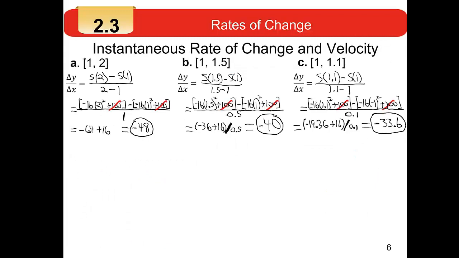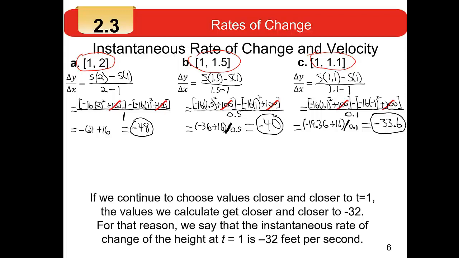Now let's look at what we just did. We started out doing the interval 1 to 2, then we went 1 to 1.5, and we did 1 to 1.1. We're letting the left-hand endpoint stay at 1, and we're letting the right-hand endpoint get closer and closer to 1. So we're sort of looking at a limiting process. We won't do any more, but if you kept getting right-hand endpoint values closer and closer to 1, although we're not going to do it, it turns out that these results get closer and closer to -32. You can just take my word for that.